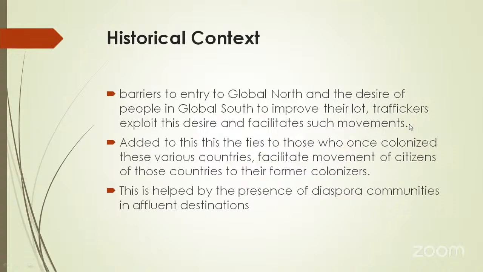Then barriers to entry to the global north. Desire of people of the global south to improve their lot. Traffickers explore the desire, exploit the desire. Look at the fact when people in the middle class have this desire to make a lot of money very fast, inevitably most of these people fall prey to Ponzi schemes, to frauds who take all their money. Inevitably, remember, whenever there is a desire, there is a vulnerability which gets created.